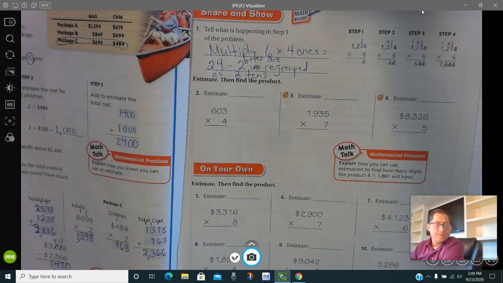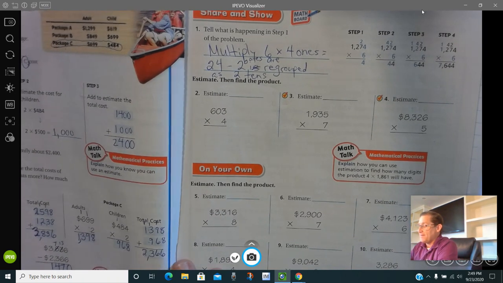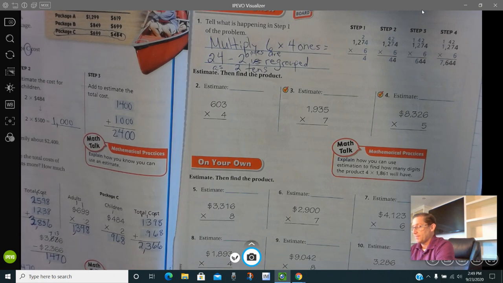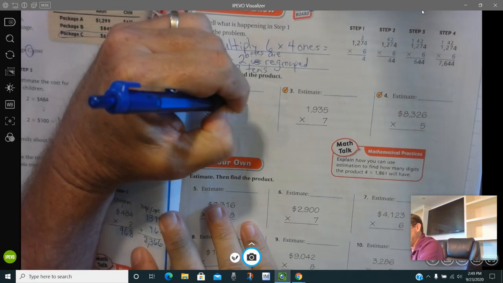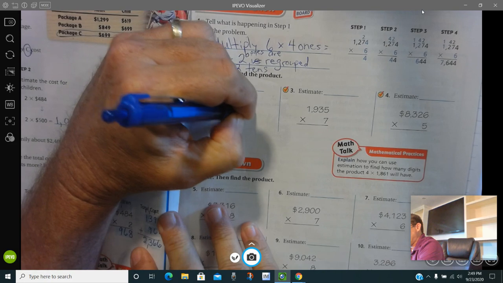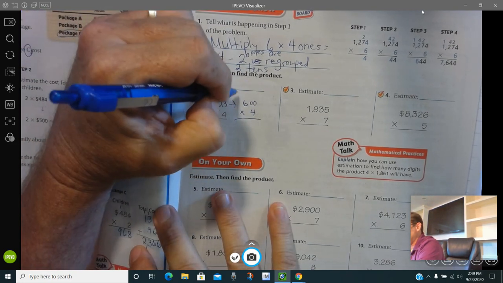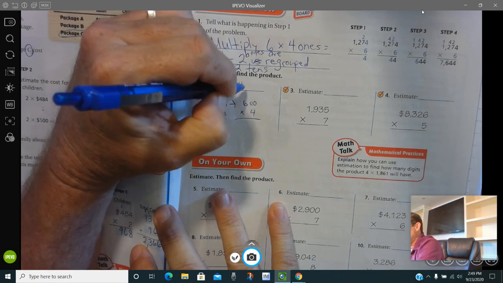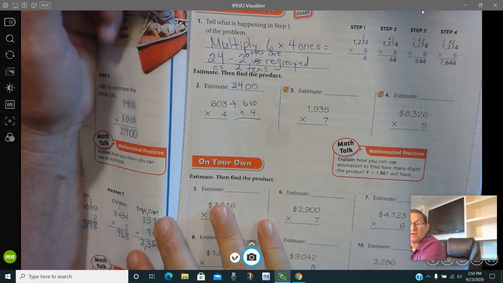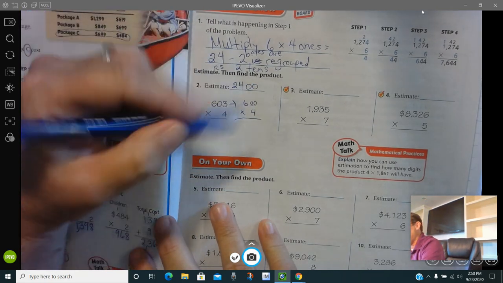Okay, now estimate, then find the products for numbers 2 through 4. So our estimate here is 600, and we have 4 sets of those 600s. So 4 times 6 is 24, and we're going to put the 2 zeros from the 600. So we have 2400s. That's our estimate.